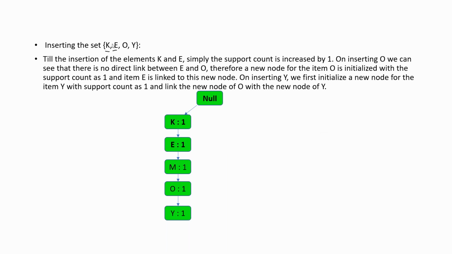Okay, what we will do after K and E, what is there? O. So here, after K and E, it is M. So it doesn't match with our pattern. So after this we will add one another node. Clear? From E we will create one another node as O.